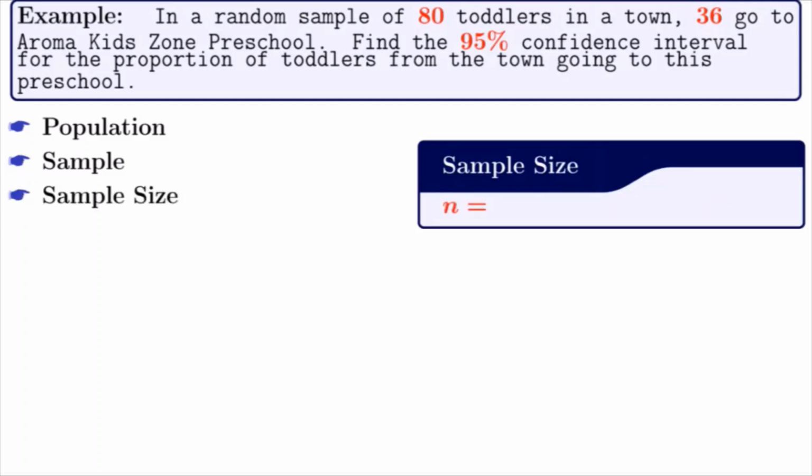Next, sample size. Sample size is the number of subjects in the sample. We denote this by n. So in this case, we have 80 toddlers, therefore n equals 80.